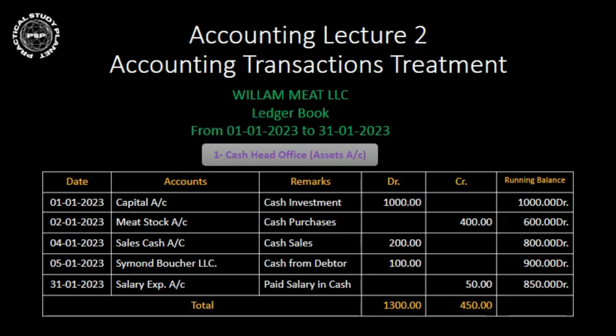On the 4th, cash sales, we received the amount 200, so the cash increased the balance from 600 to 800. Similarly on the 5th, Simon Butcher also gave us cash, so 100 more cash increase, so the balance will increase to 900. On the 31st we paid salary 50, so it will be reduced by 50 like that.